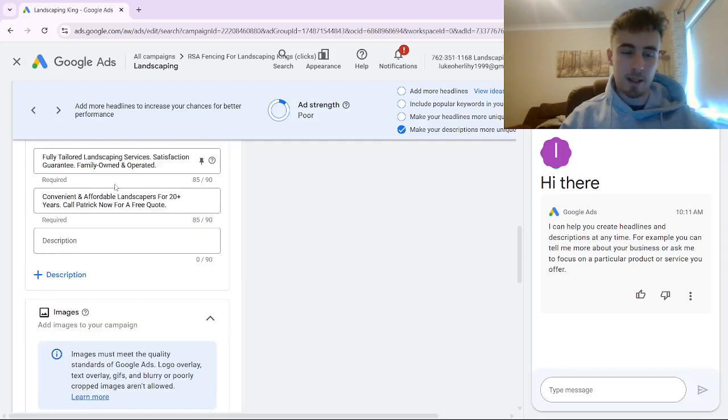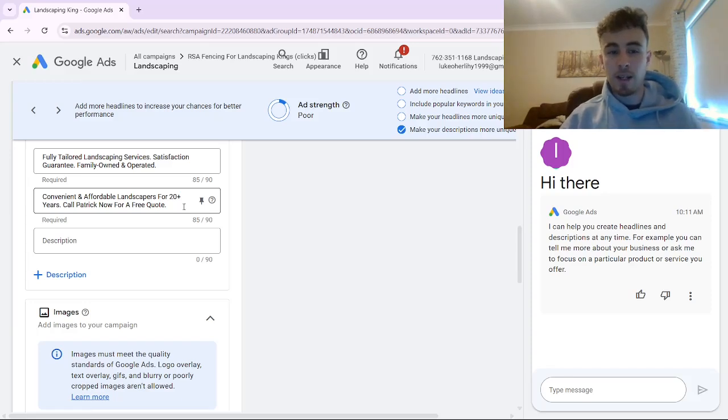And you can see the same thing for these 2 descriptions as well. Landscaping being mentioned in both, benefits as well being mentioned in both, and also a call to action in the second description as well. So all of our descriptions and also our headlines clearly identify the problem.